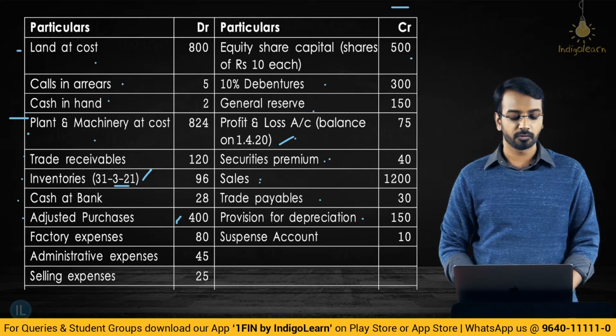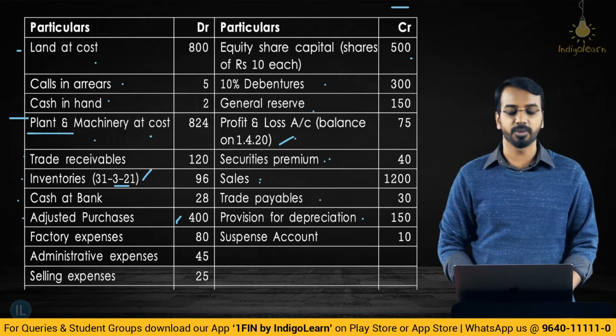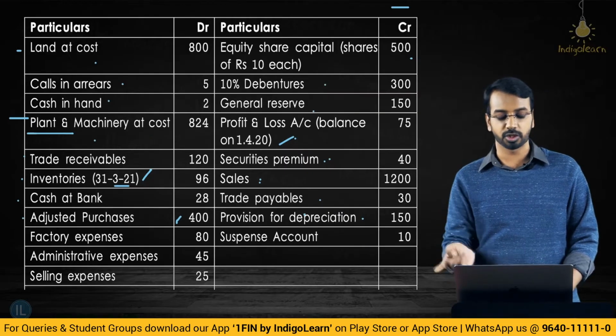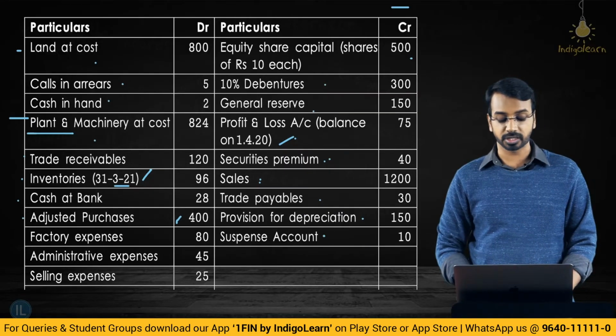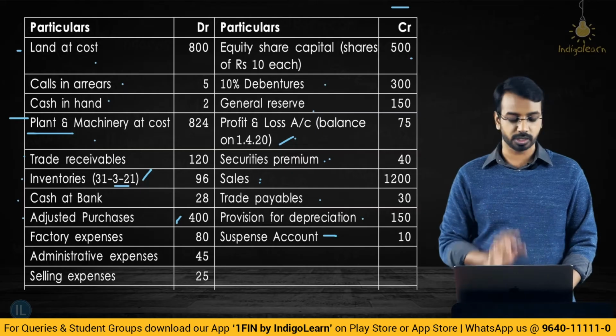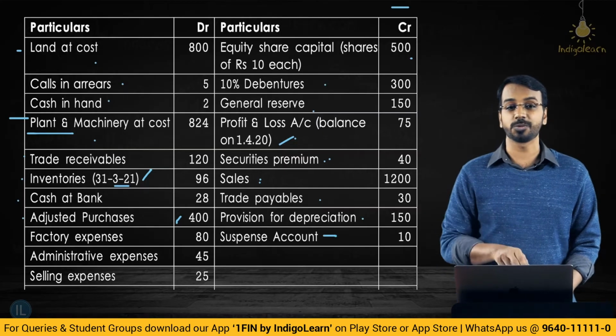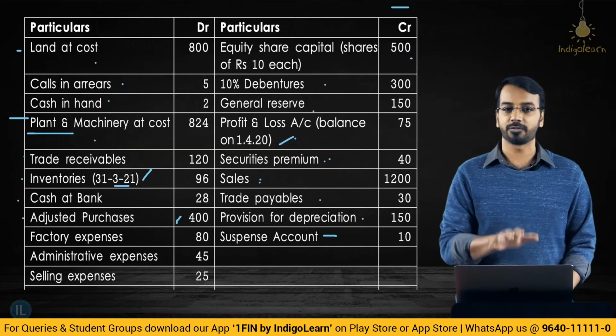Now this provision will be for plant and machinery, because they said plant and machinery at cost. So this depreciation will knock off that amount. And you have a suspense account. You have to see what is the information related to suspense. I did not read the numbers because that number reading is not relevant for me now.